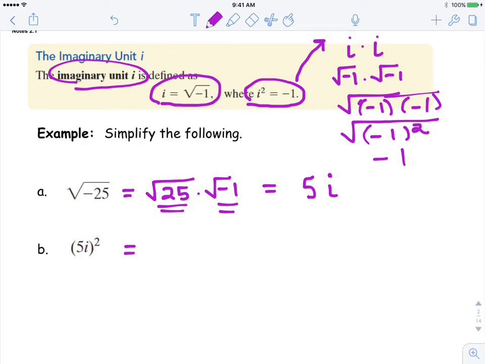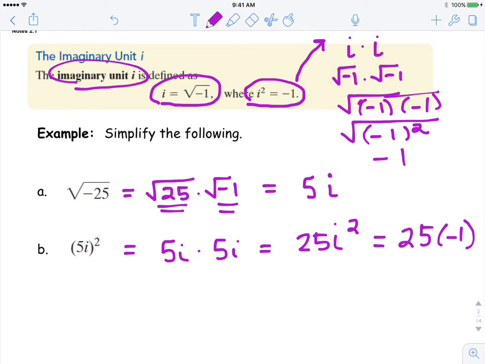Second example, 5i all squared represents 5i times 5i. Well, 5i times 5i is 25i squared. We're going to replace that i squared with -1 because i squared equals -1, and then multiply it. You get -25.